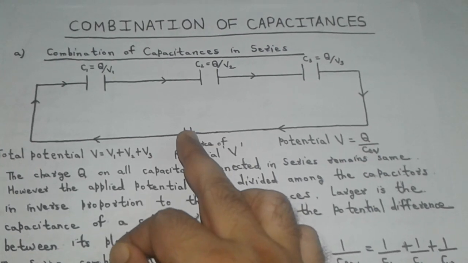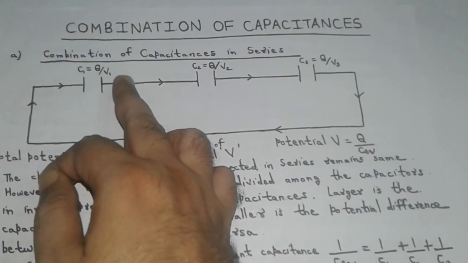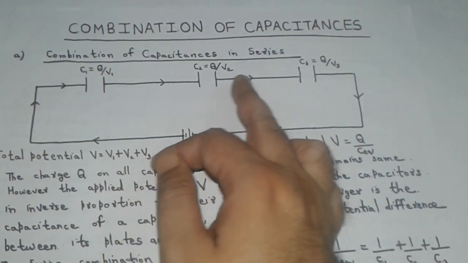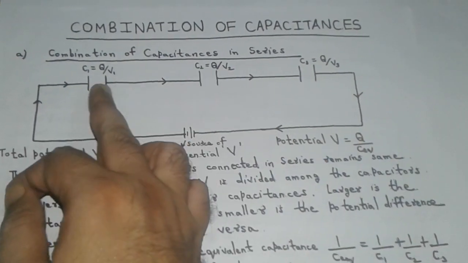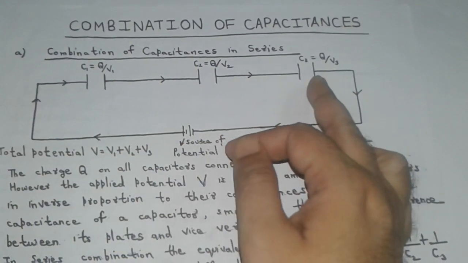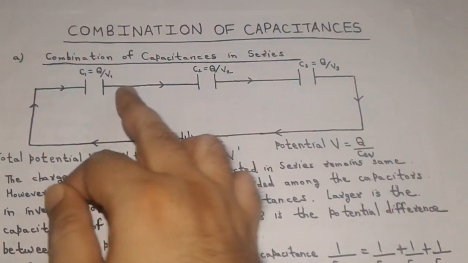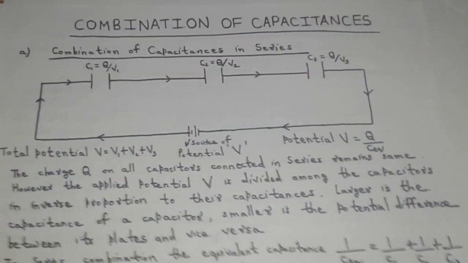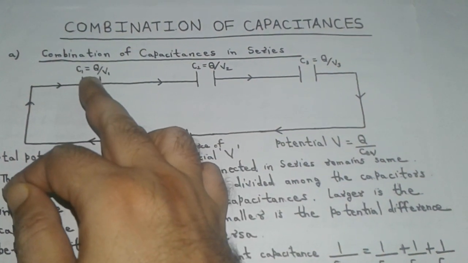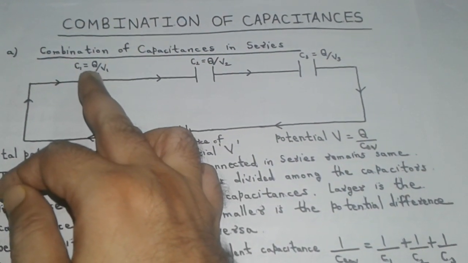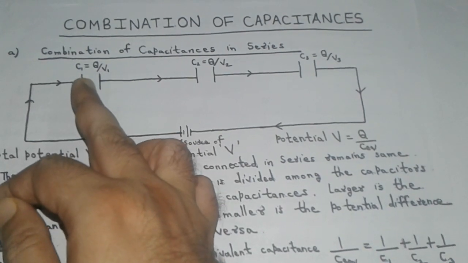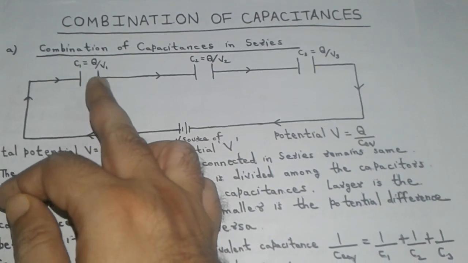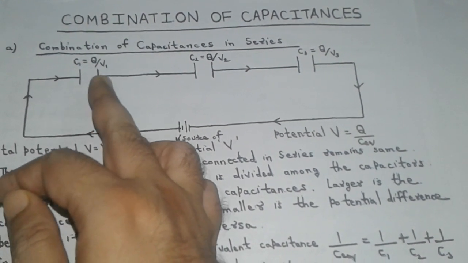However, the potential V supplied by the source is divided among the three capacitors in inverse proportion to their capacitances as V1, V2 and V3. Thus, higher is the capacitance of a capacitor, lower is the potential drop across its plates and vice versa.